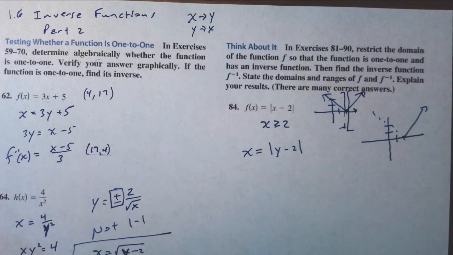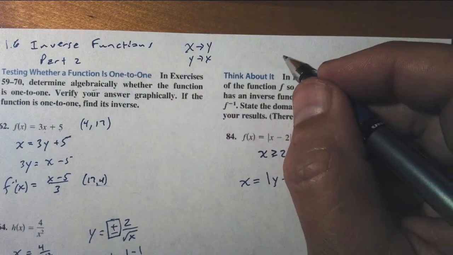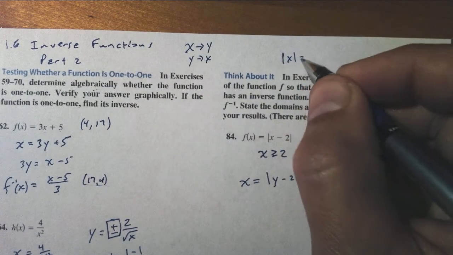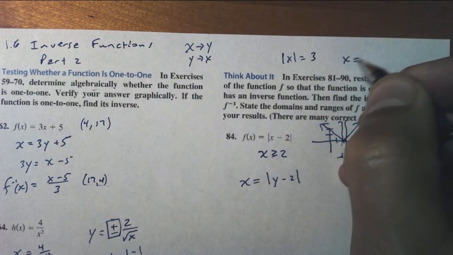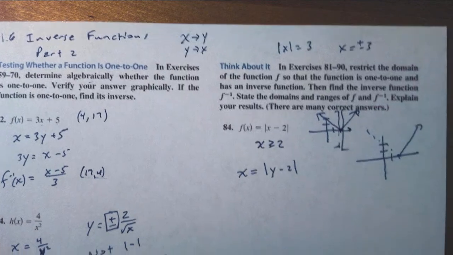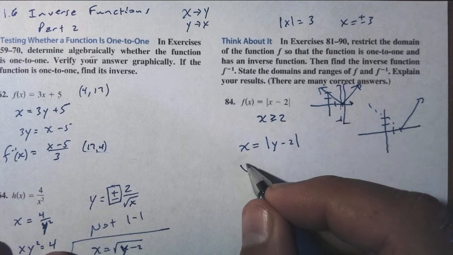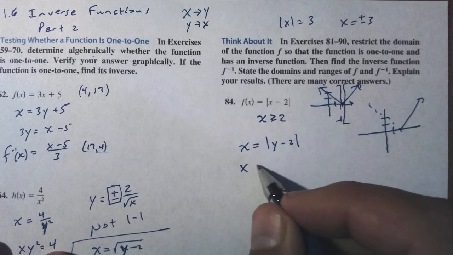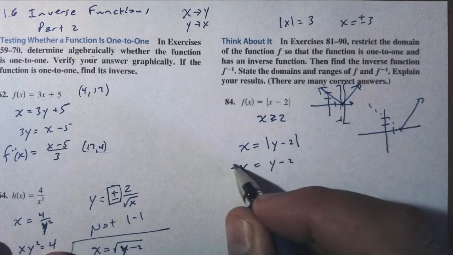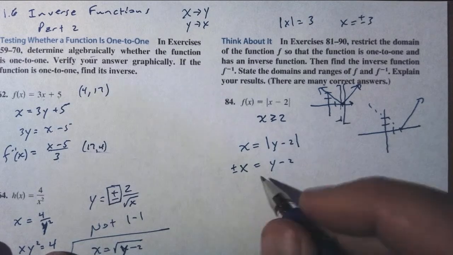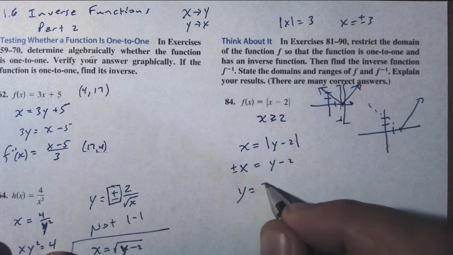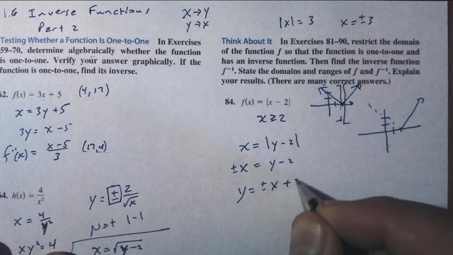How do we get rid of absolute values? Well, if I had absolute value of x equaled 3, then we would say x equals plus or minus 3. So I'm going to go, y minus 2 equals plus or minus x. So y equals plus or minus x plus 2.